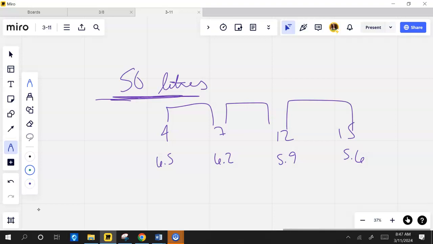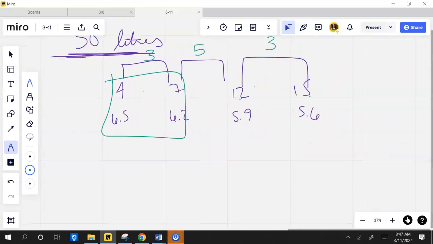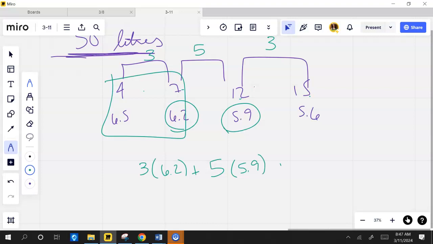All right, here's one rectangle, but the height is not consistent between them, so I'm going to have to find it. Between 4 and 7 is 3. Between 7 and 12 is 5, and between 12 and 15 is 3. This is the width of each rectangle as I go across. And then I just take the right side, so it's 3 times 6.2, plus 5 times 5.9, plus 3 times 5.6.